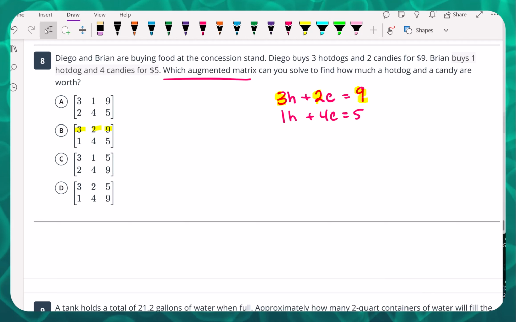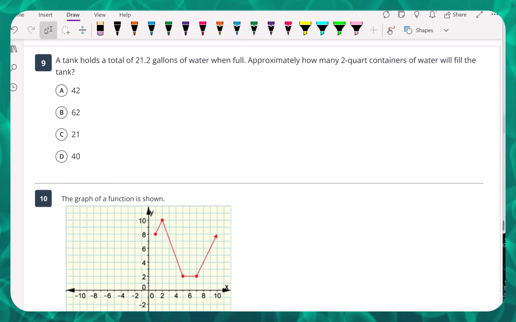Now look, 1, 4, 5. It has to be B. All you've got to do is just write out the equation and just match the matrix to the equations. All right, question number 9, you've got a tank that holds 21.2 gallons of water.